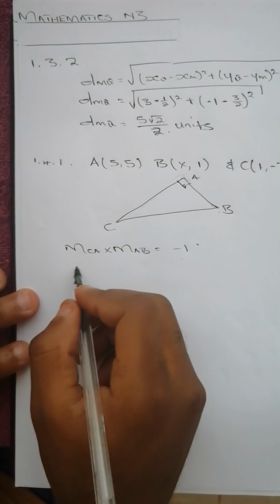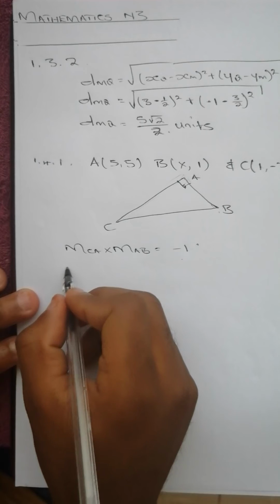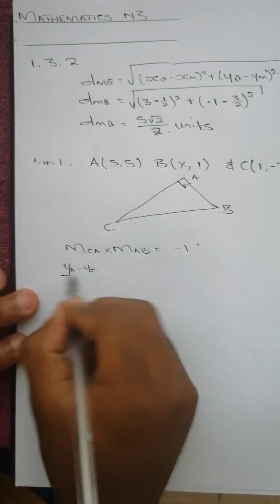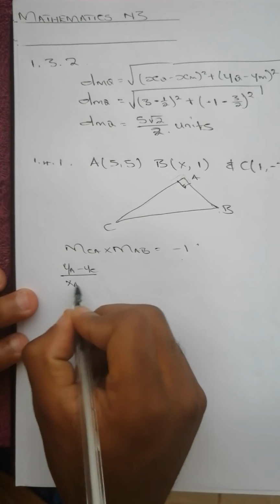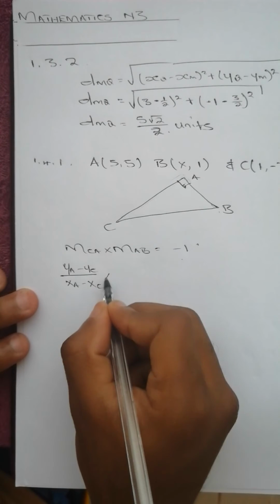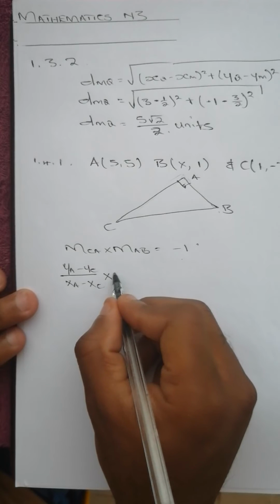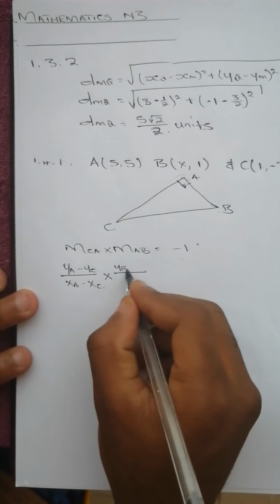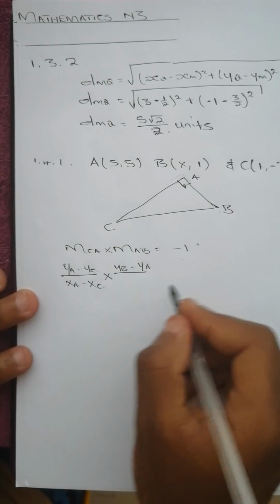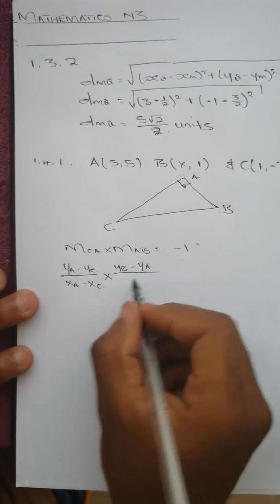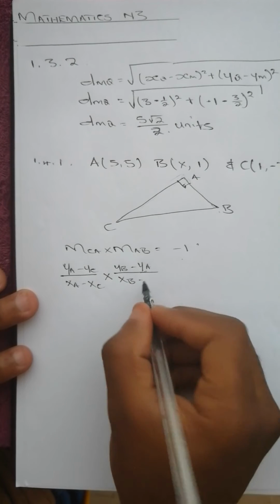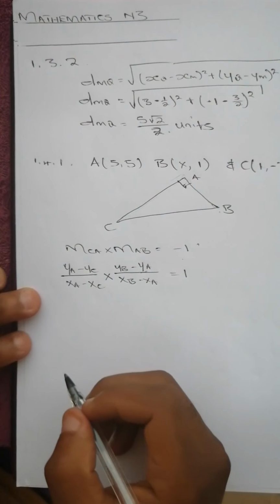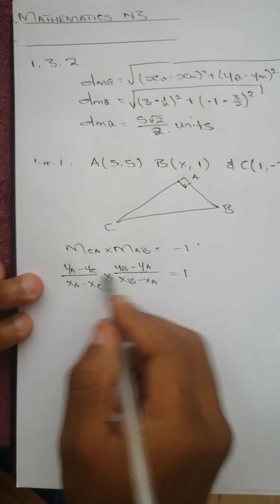Then gradient of MCA is going to be (YA minus YC) over (XA minus XC), times (YB minus YA) over (XB minus XA), equals -1, and we substitute what we have.